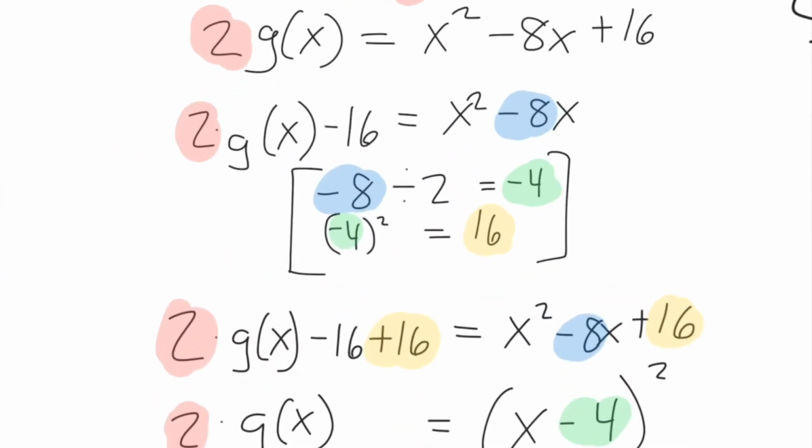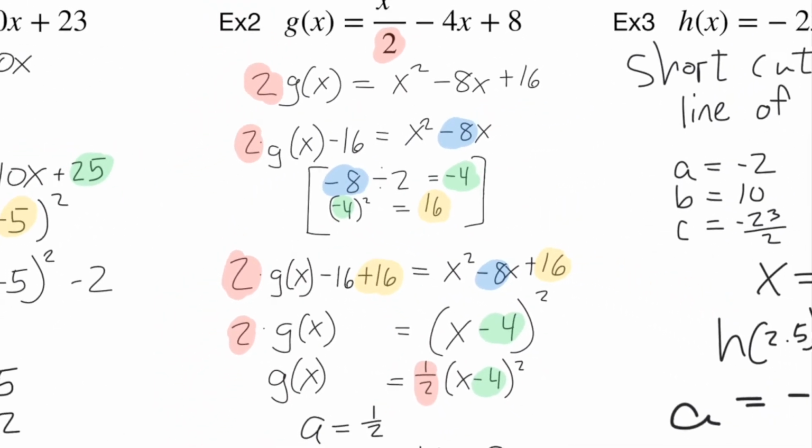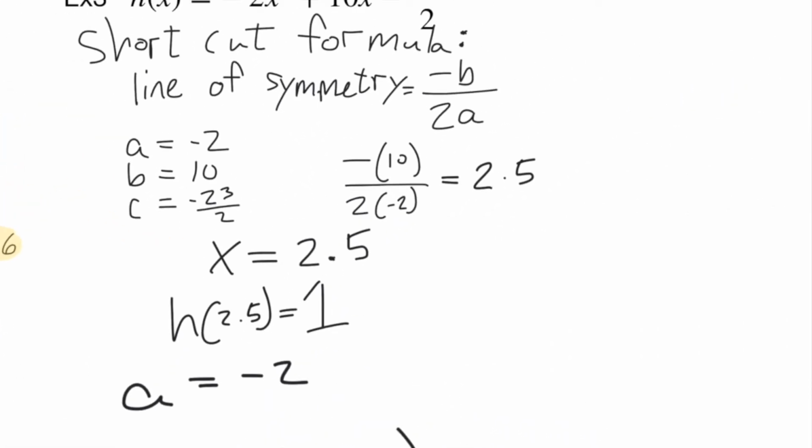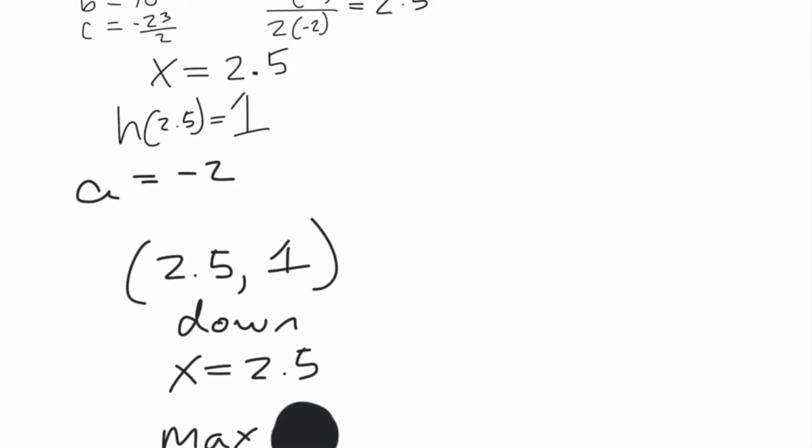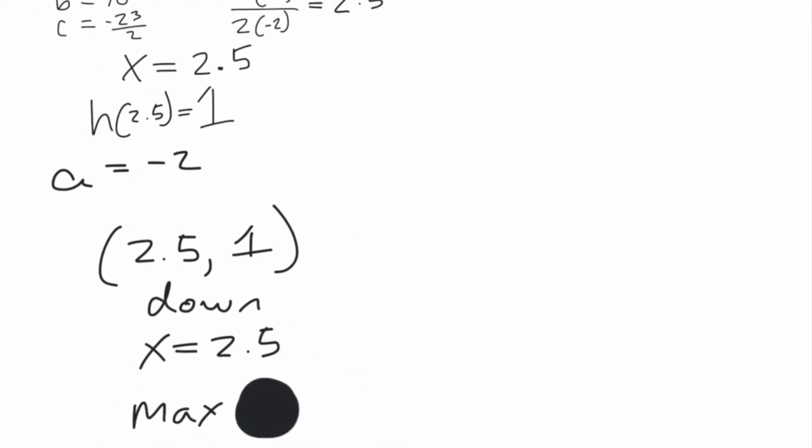You've got to be able to complete the square, and you've also got to be able to use the shortcut formula, negative b over 2a, because they're applicable in different ways at different times.